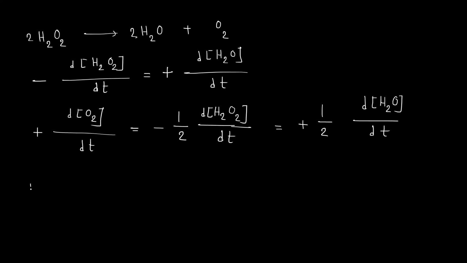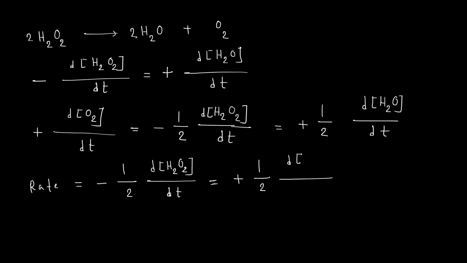So we can write the rate of this chemical reaction is equal to negative sign 1 by 2 d of H2O2 divided by dt, is equal to positive 1 by 2 d of H2O by dt, is equal to positive dO2 by dt.